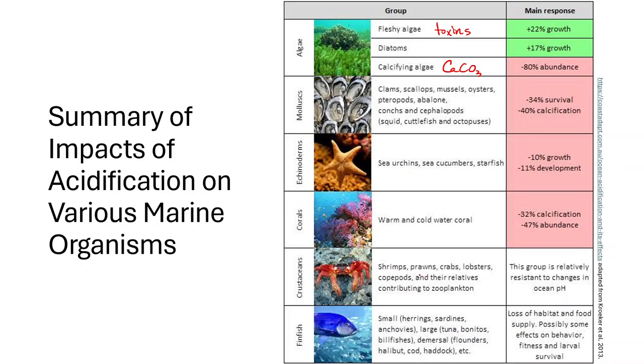Some of these crustaceans like shrimps, prawns, crabs, and lobsters aren't going to necessarily have as much of a reaction because they've got a little wider range of tolerance for pH. And then you have various fish species that might end up having a decrease in habitat or food supply, and these effects can cascade up the food chain. There might be some effects on their fitness, though, due to the conditions being outside their range of tolerance.